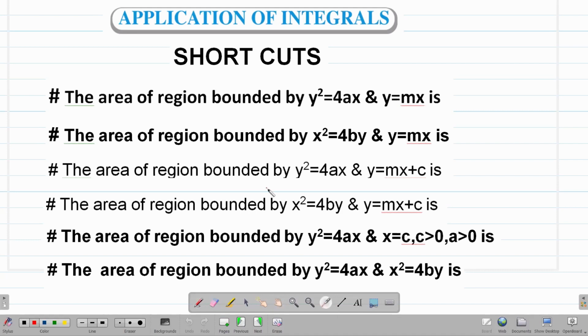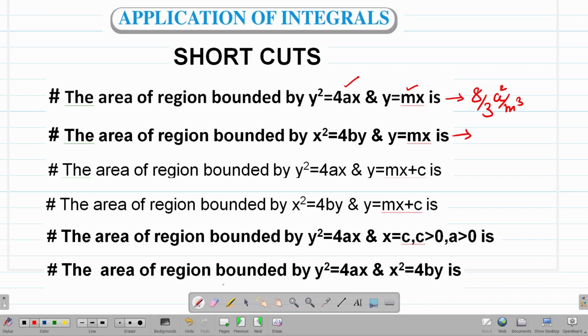Now, the area of the region bounded by y square is equal to 4ax parabola and y is equal to mx: we just have to use this shortcut to find the area, and that is 8 by 3 a square by m cube. We get a from the parabola and m is the slope of the line, and we just substitute the values here and we get the area, and obviously that is mod.